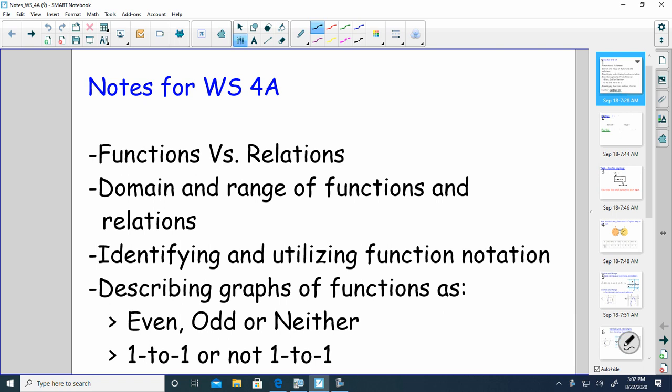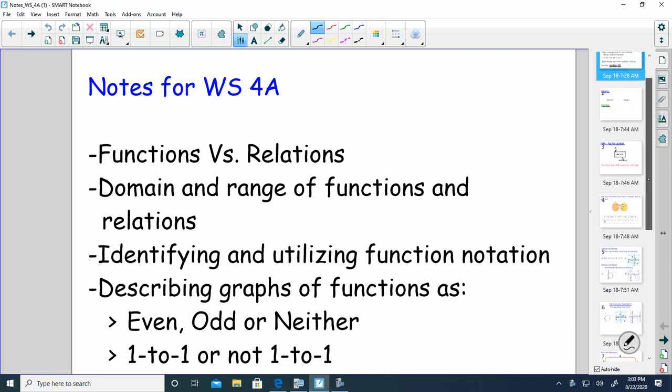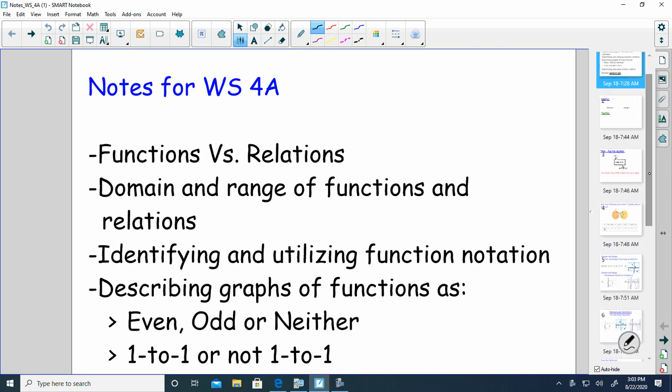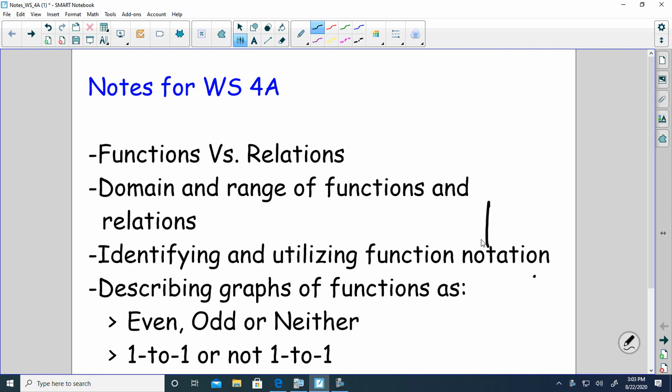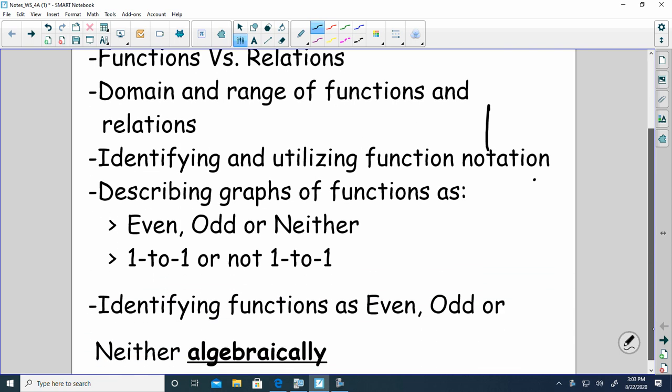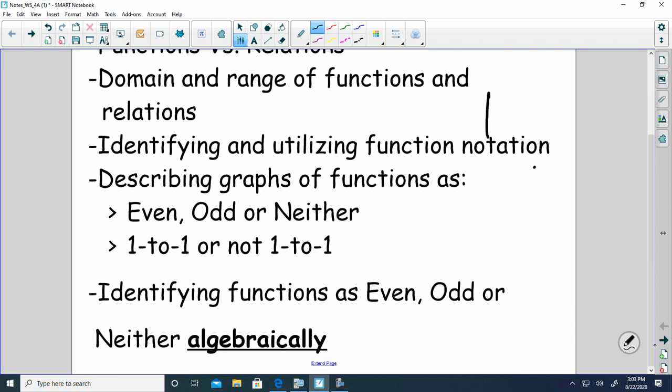So we're going to be talking about functions versus relations, domain and range of functions and relations, identifying and utilizing function notation. We're also going to describe a graph as even, odd, or neither, one-to-one, or not one-to-one, and identifying functions as even, odd, or neither algebraically.